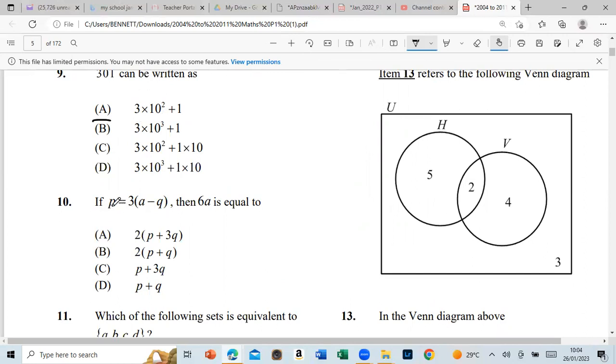Alright, so if P is equal to 3 bracket A minus 2, then 6A is equal to, alright, so let us work out this. So we have P equal 3A minus 2, what's A equal to? So boom, we have 3A minus 3.